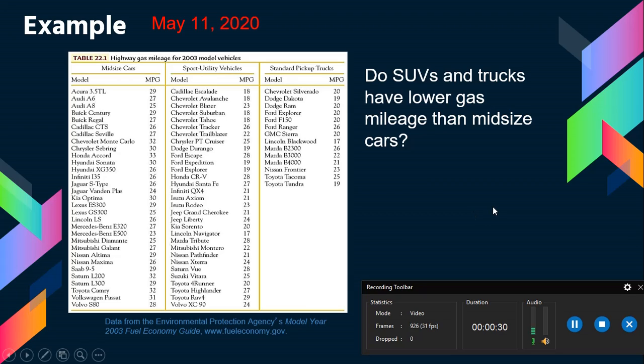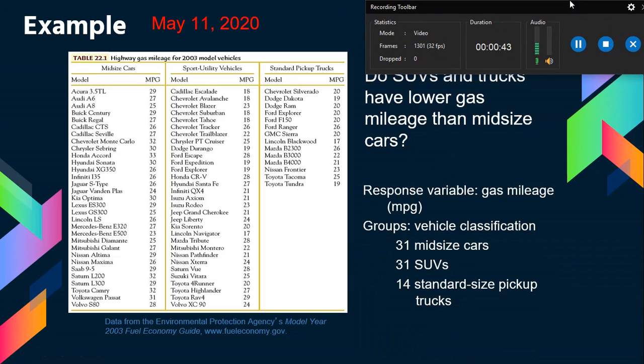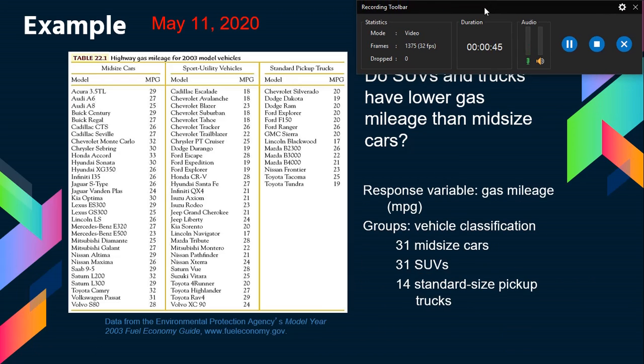Now that your data's in, the question that we're asking is, do SUVs and trucks have lower gas mileage than mid-size cars? Once the data's in, we're going to look at some basic information. So right now the response variable is gas mileage in miles per gallon. We have 31 mid-size cars, 31 SUVs, and 14 pickup trucks. So we have 76 observations total.